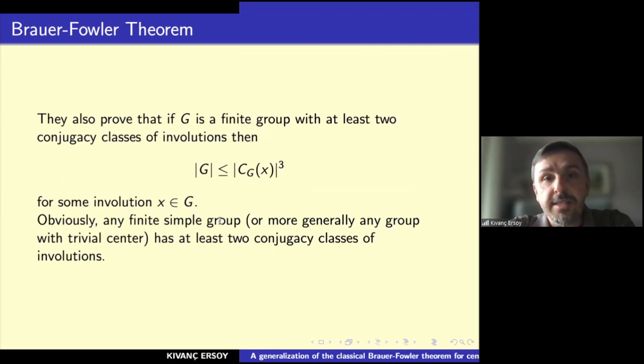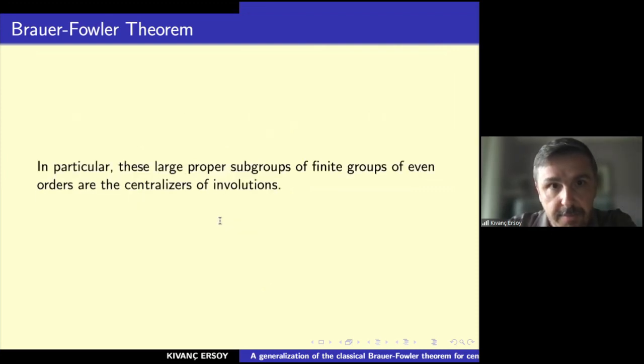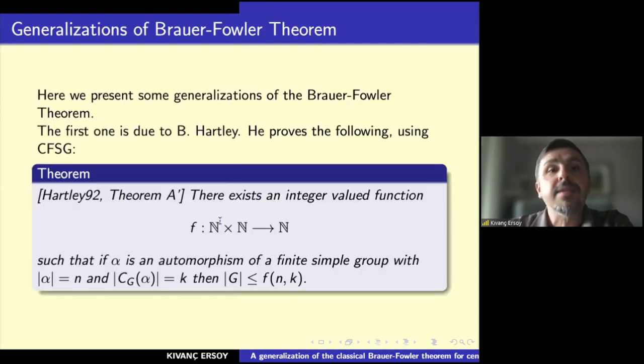They also prove that if G is a finite group with at least two conjugacy classes of involutions, then the order of G is bounded by the cube of the centralizer of the involution. Obviously, any finite simple group or any group with trivial center has at least two conjugacy classes of involutions. So yeah, these large proper subgroups are the centralizers of involutions, as I have said.